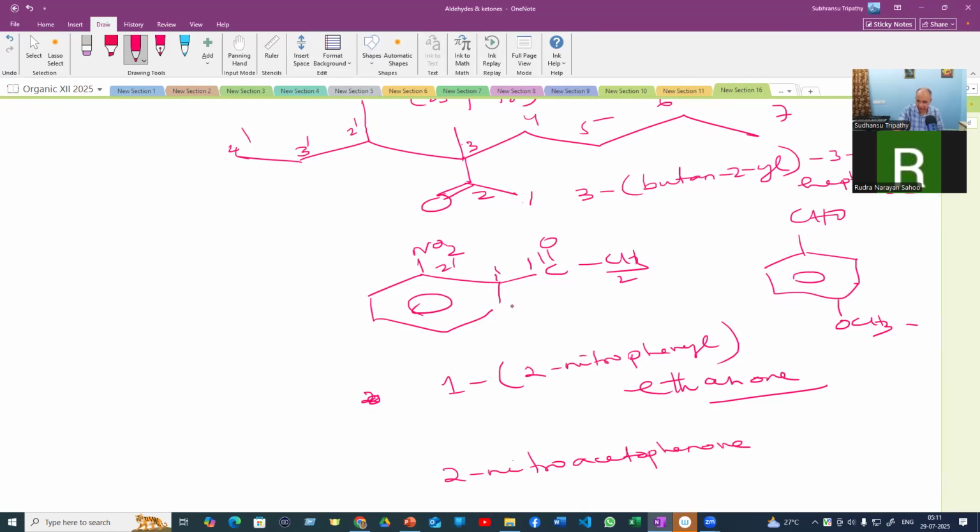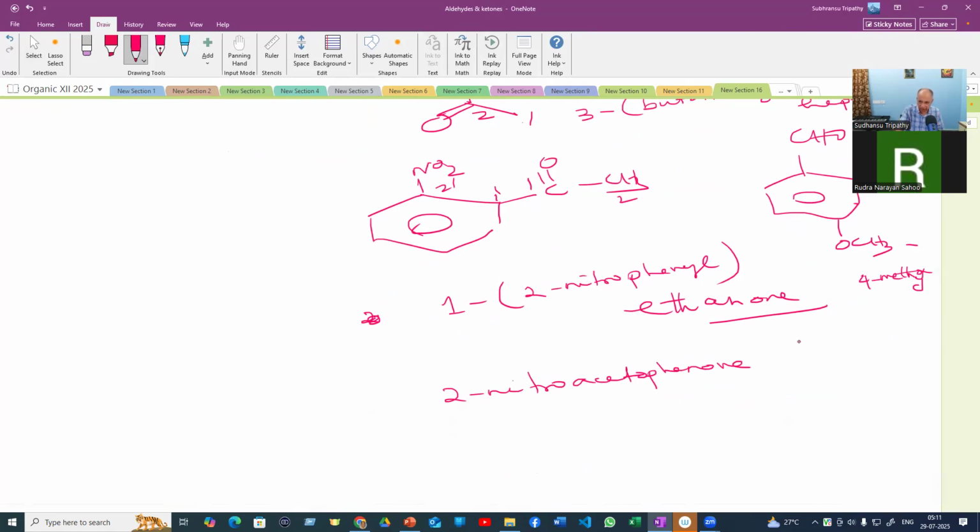And this will be 4-methoxybenzaldehyde, right? Yes, sir. Are you able to see the screen completely? Yes, sir. 3-methoxyacetophenone. Sorry, 4-methoxy what?